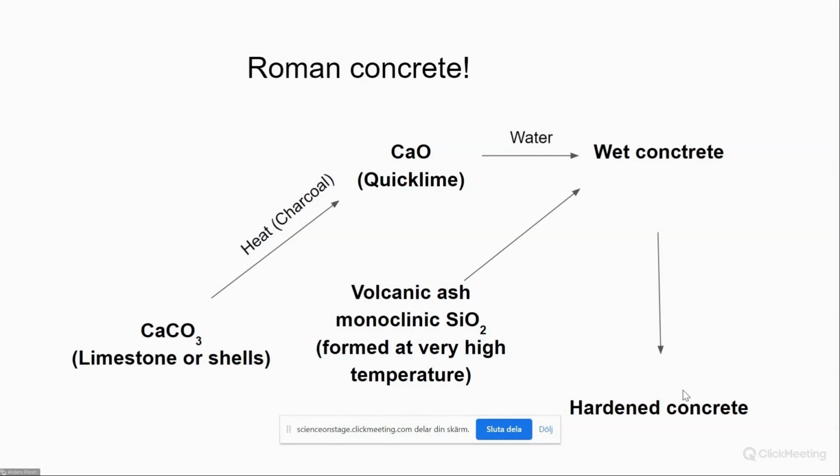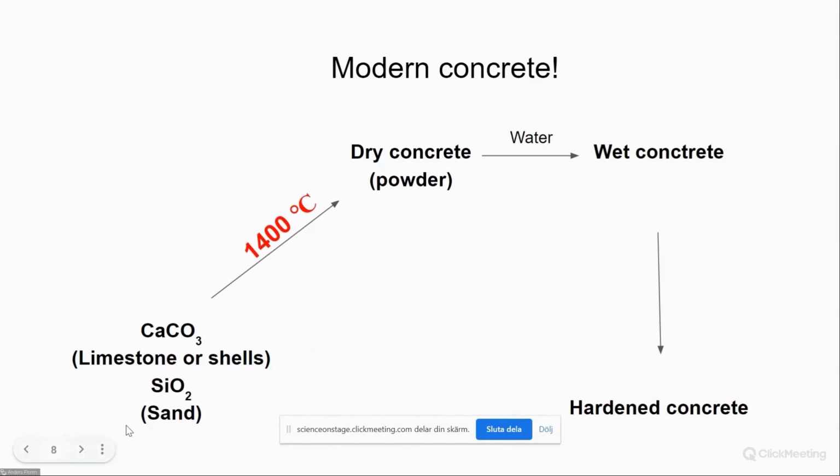So what we use nowadays is we just take limestone and sand, we heat it a lot, as hot as it gets in volcanic eruptions. So you get this dry concrete, add water to it, and it will harden.